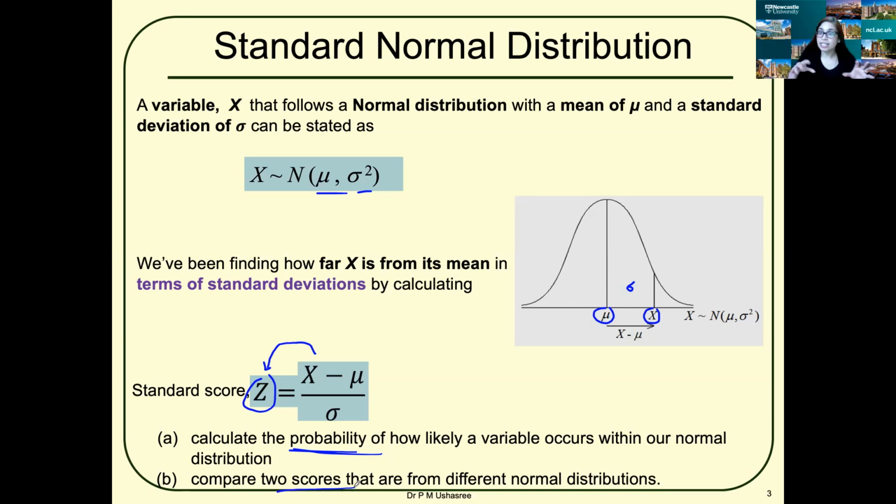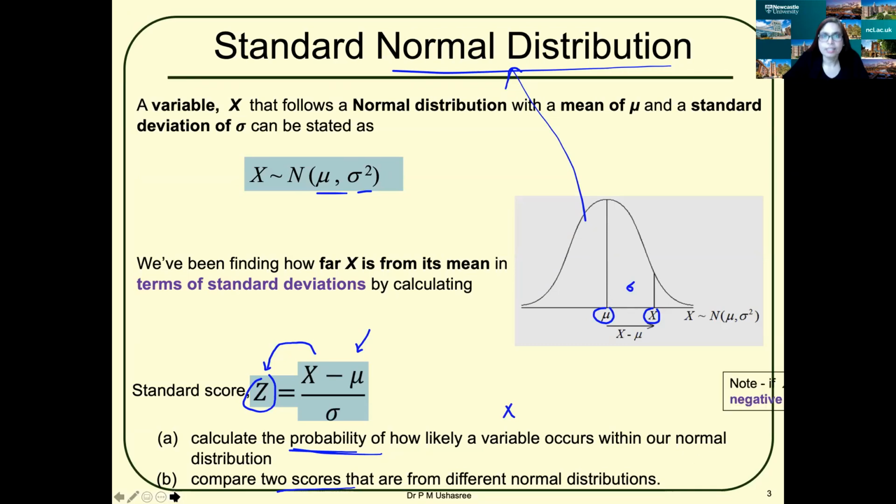As you have seen, the area under any normal distribution is the same. The percentage of data in a certain area is the same. That is one of the properties of the normal distribution. So by converting a normal distribution into a standard normal distribution using this transformation formula, you can easily calculate the probability of how likely a variable x occurs within our normal distribution.